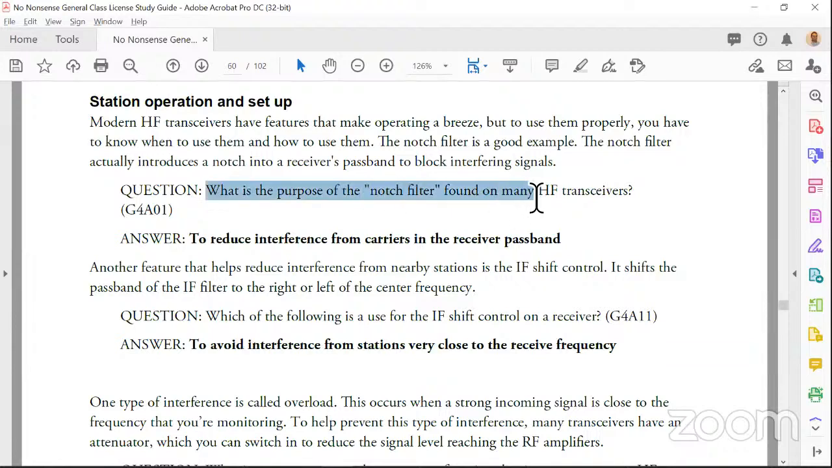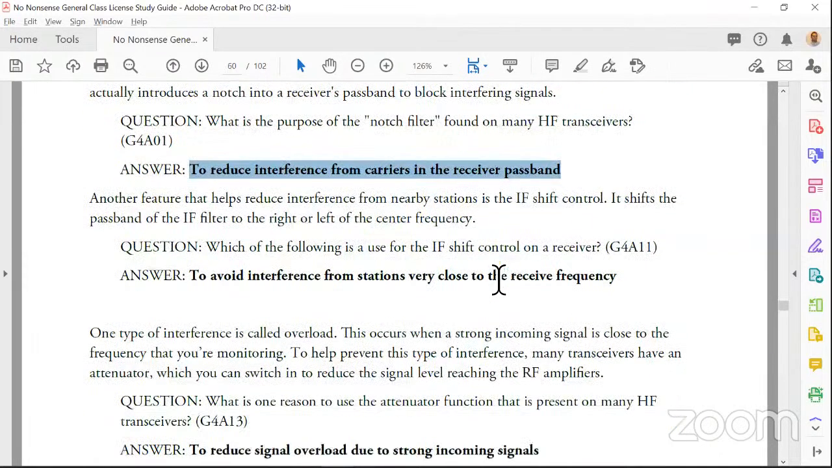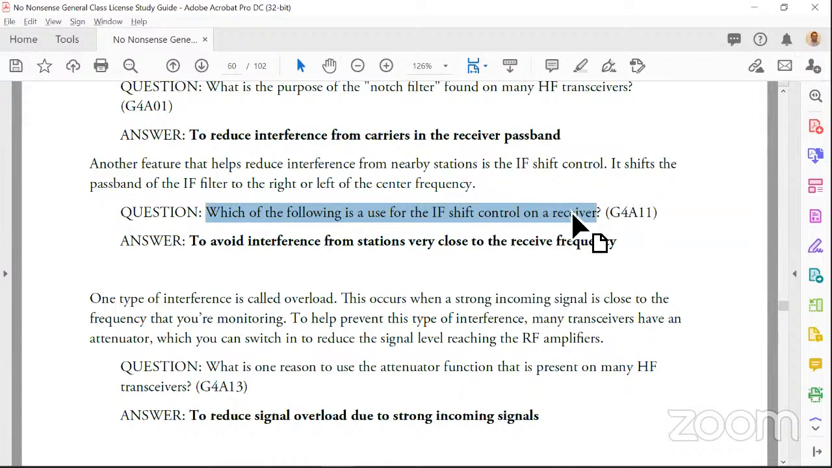Next question in the question pool. What is the purpose of the notch filter found on many HF transceivers? So you may recall that we discussed that feature called the notch filter. We said it notches out interference, and we said it's like, talk to the hand. We're just basically ignoring that section that is the interference piece in the IF stage. So that is exactly what the notch filter does. It is to reduce interference from carriers in the receiver passband. So let's go with the next question.